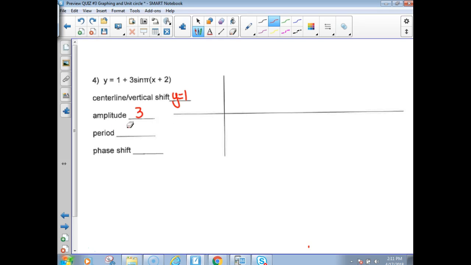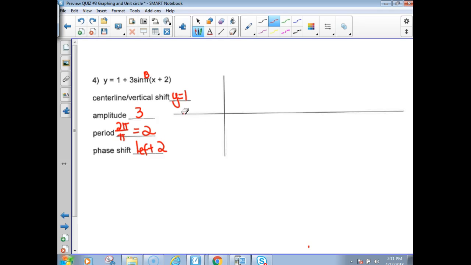The period is 2 pi divided by, you don't have to write what you did to get it here, but I'm showing what I'm doing. 2 pi divided by the b value, which would be 2. The phase shift is left 2. Okay, so it's the opposite of what's here because it says plus 2 and it's supposed to say minus c. That would mean this is a shift left.